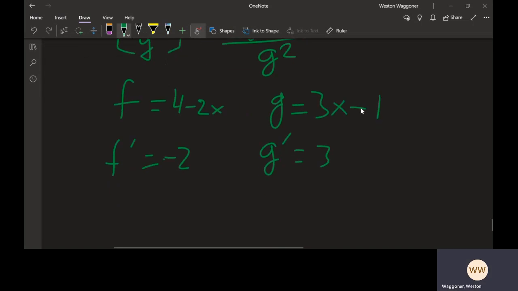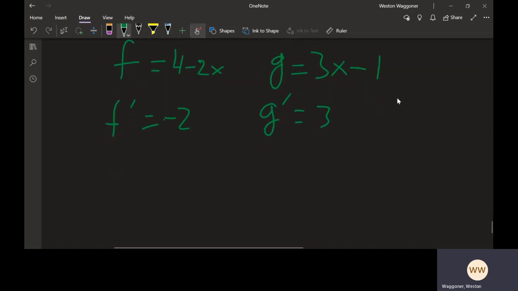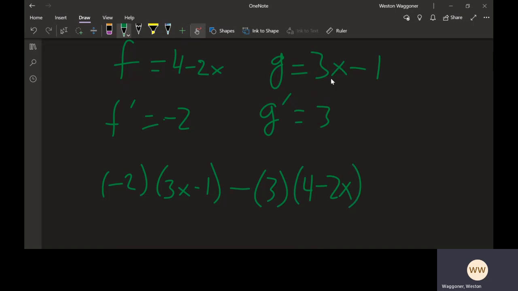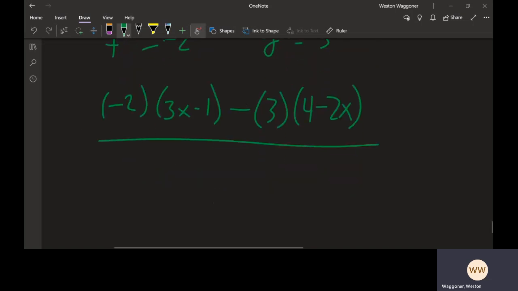Again, it doesn't matter if it's a negative or positive, the constant is going to drop out like the 1. It's going to go to 0. Okay, so let's start piecing these together. So we're going to have f prime, negative 2, times g, which is 3x minus 1, minus, and now I'm going to open another parentheses. I do this so we don't get confused, right? Because now we're going to have 3, and then f is 4 minus 2x. Okay. This is all over 3x minus 1 squared. It's that g squared.